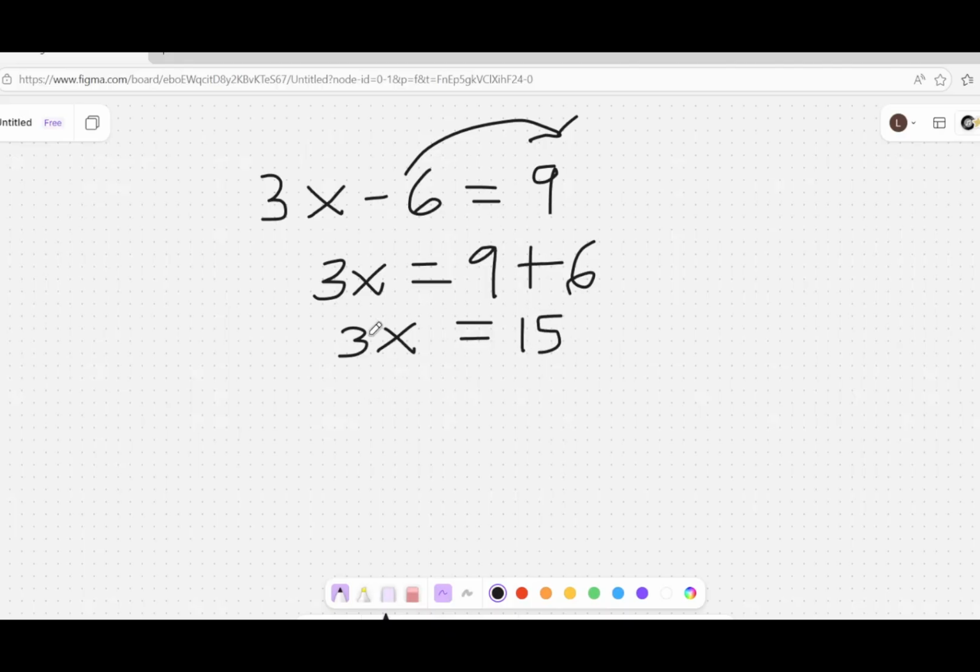So in order to isolate x, we simply need to divide both sides by 3. And x is equal to 5, so 15 divided by 3 is 5. So this is the answer: x equals 5.